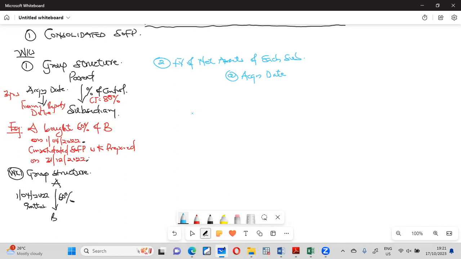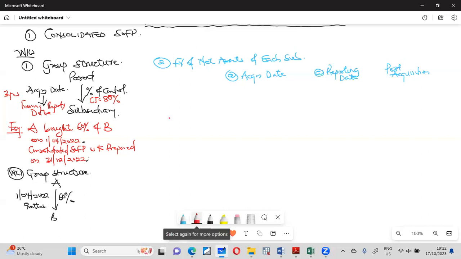But to make your job easier, as you are preparing a consolidated financial statement, not only will you do it for the acquisition year, also do it at reporting date, because you'll be preparing the consolidated financial statement at reporting date. Then post-acquisition. All right, what goes in here, don't forget, is the fair value of net assets.